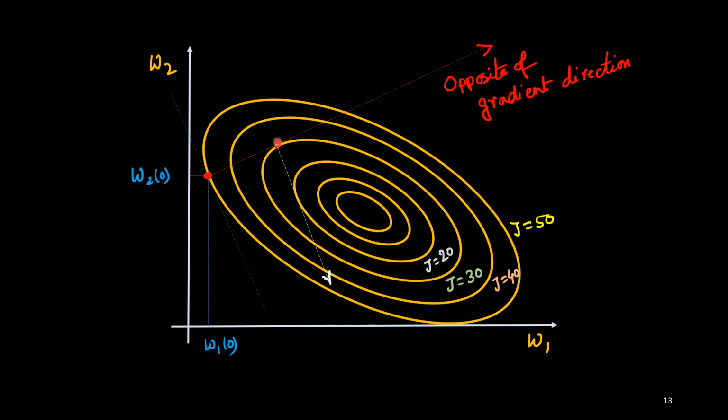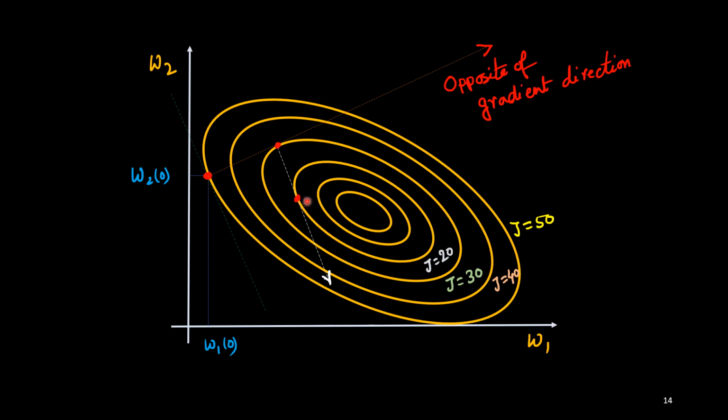And again, from this point, we'll go along the negative of the gradient. The gradient is on this side, so the negative of the gradient is this side. So how far will we move? Again, this line will touch another contour. At this point, we can stop here. So this is the point.